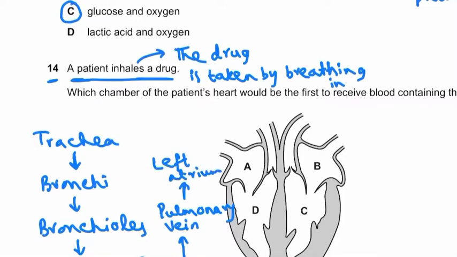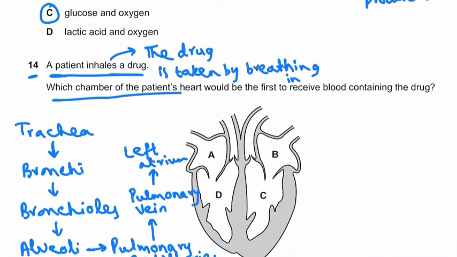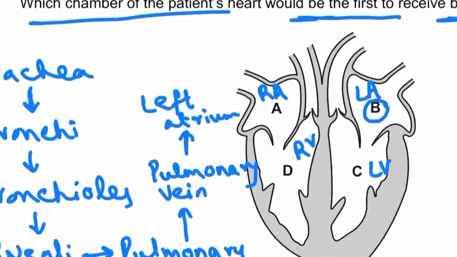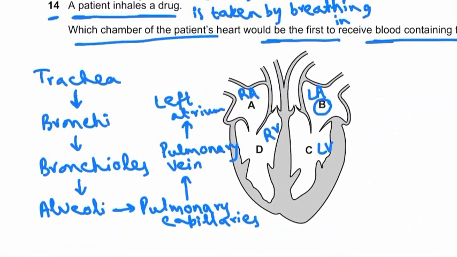Okay. Which chamber of the patient's heart would be the first to receive the blood containing the drug? So guys, in the MCQ they are asking which chamber of the patient's heart would be the first one to receive the blood containing the drug. The answer will be left atrium, because the left atrium is the first chamber to receive the blood containing the drug. So the answer will be B, because as we see from the flow chart, the first chamber of the heart to receive the blood containing the drug is the left atrium.